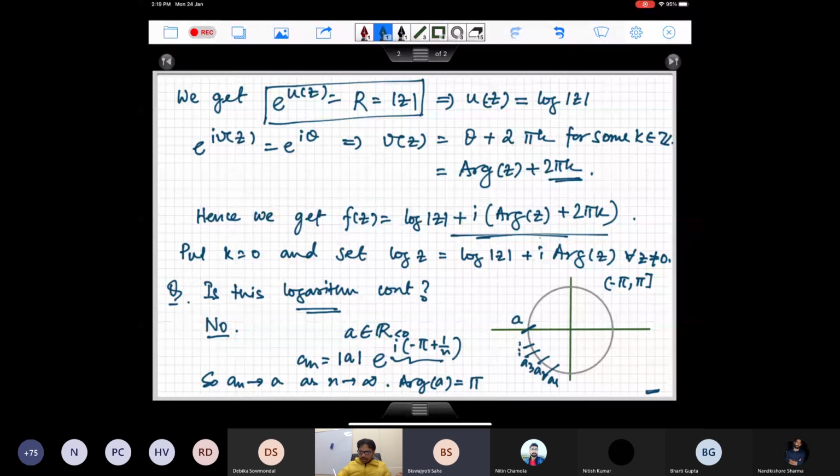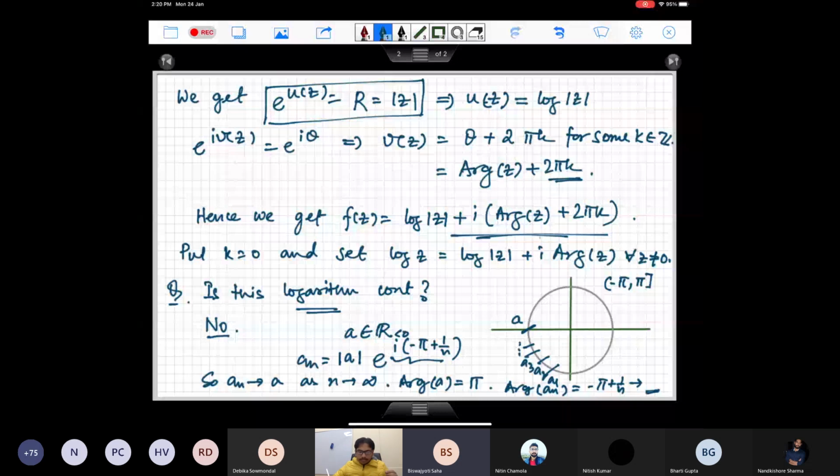And what about the argument of a_n? Tell me, just from the definition, what is the argument of a_n? Minus pi plus 1 by n. Minus pi. So where does it converge to as n tends to infinity? Minus pi.